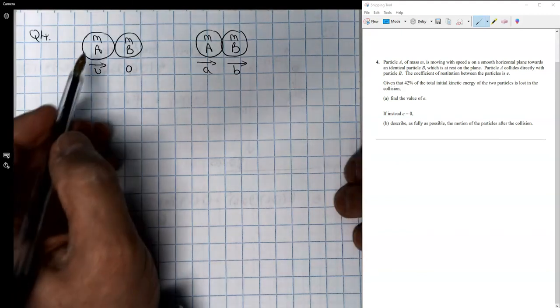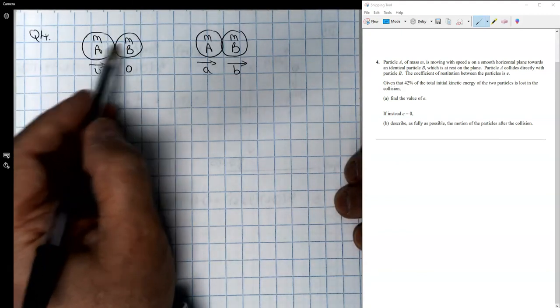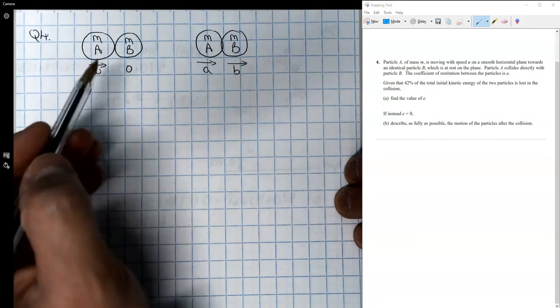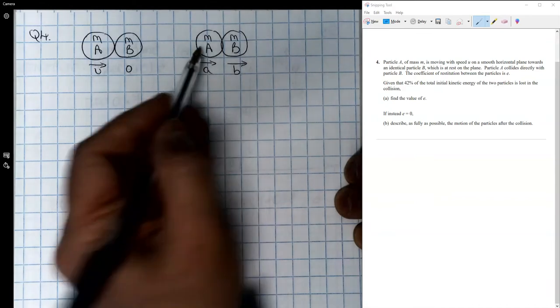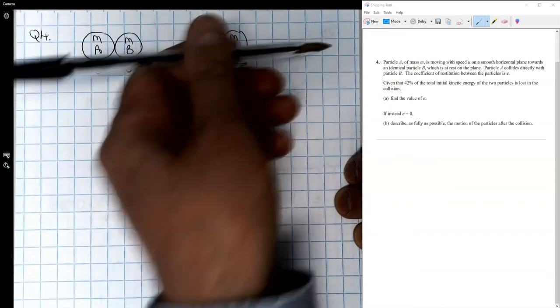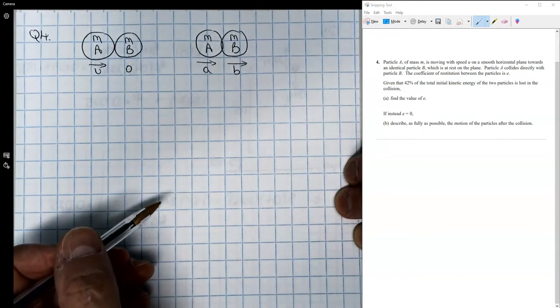Okay, we have two objects of equal mass, call them A and B. A approaches with velocity u, and B is stationary. Afterwards, we're assuming they're going to go bouncing off, because this is going that way and this is 0, so they're going to head off in this direction. The coefficient of restitution is e, and we're interested in the kinetic energy.